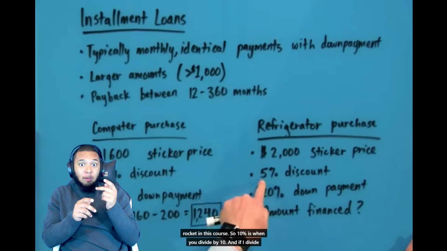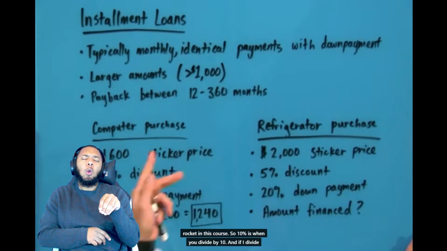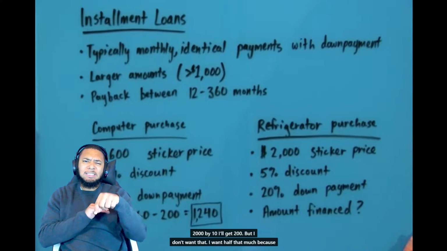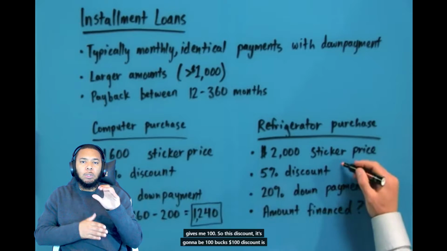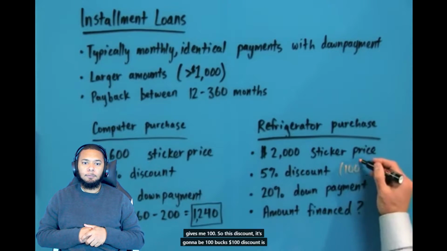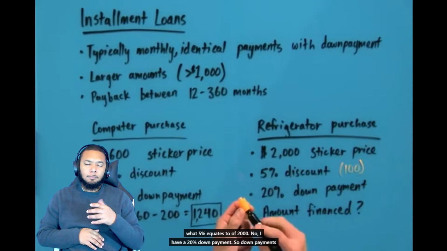So 10% is when you divide by 10. And if I divide 2,000 by 10, I'll get 200. But I don't want that. I want half that much, because 10% is double 5%. I want half to get down to 5%. So I had 200, and I want half that. That gives me 100. So this discount is going to be $100. $100 discount is what 5% equates to of 2,000.